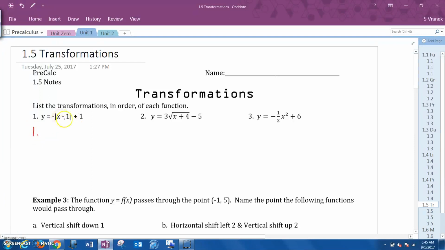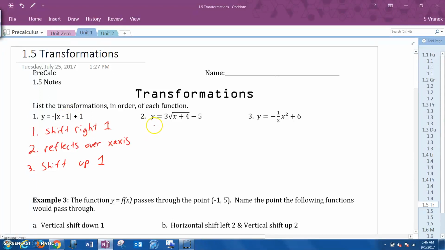So the first thing I would say is this thing here shifts right 1. And remember, it's the opposite sign that you would think when you're dealing with the x. Then this -1 on the outside reflects over the x-axis. And then this is the vertical shift. Shift up 1. And remember, the sign is the same here for vertical shift. So vertical stuff, the sign means the same thing. For horizontal shift, you take the opposite sign.